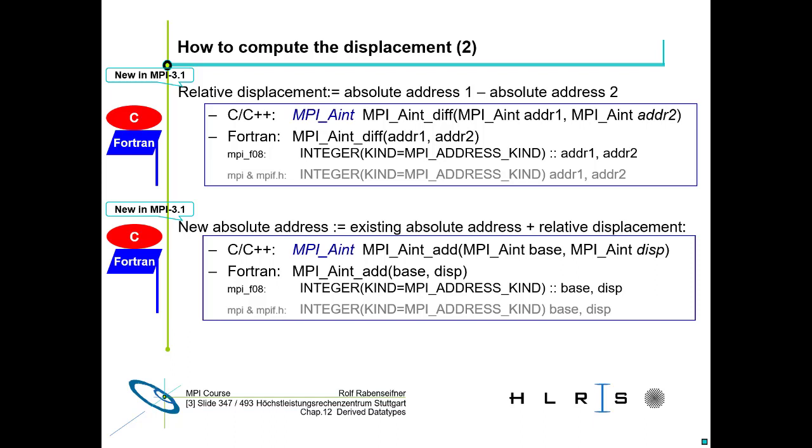It's also possible to compute a new absolute address from an existing absolute address and a relative displacement, so basically a number of bytes if you wish. That can be done with the function MPI_Aint_add. It takes an absolute address and the displacement, both of type MPI_Aint. The same applies to Fortran.